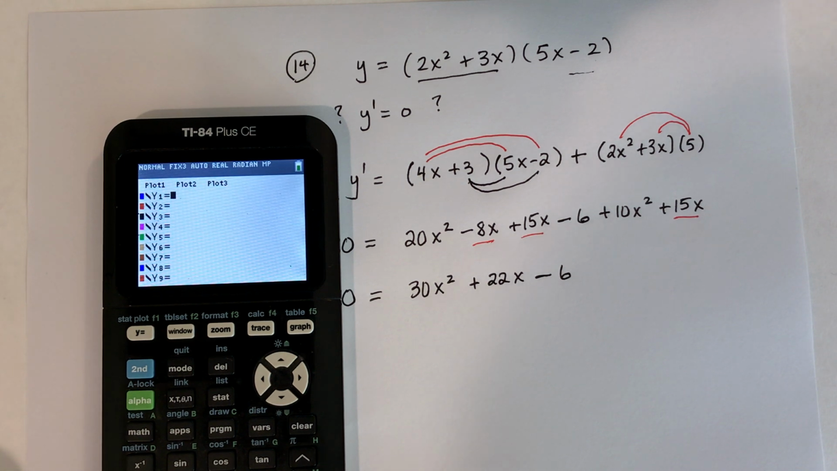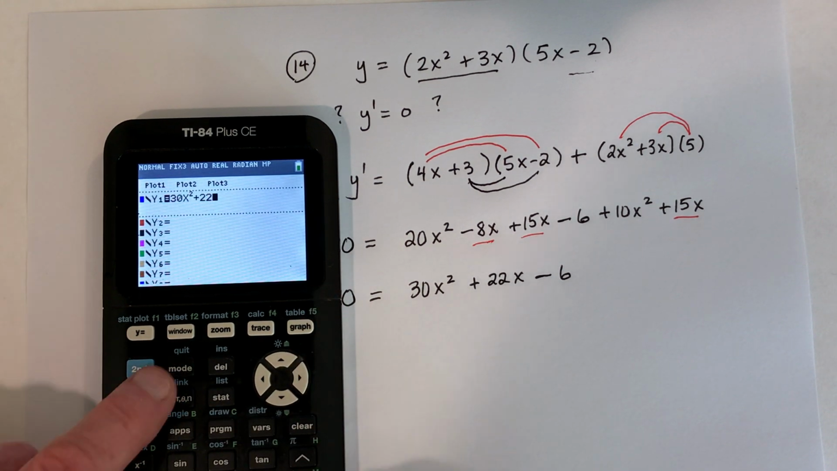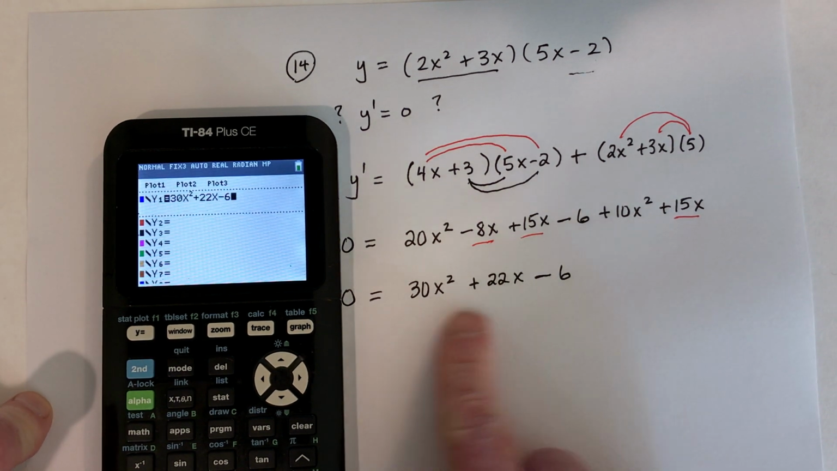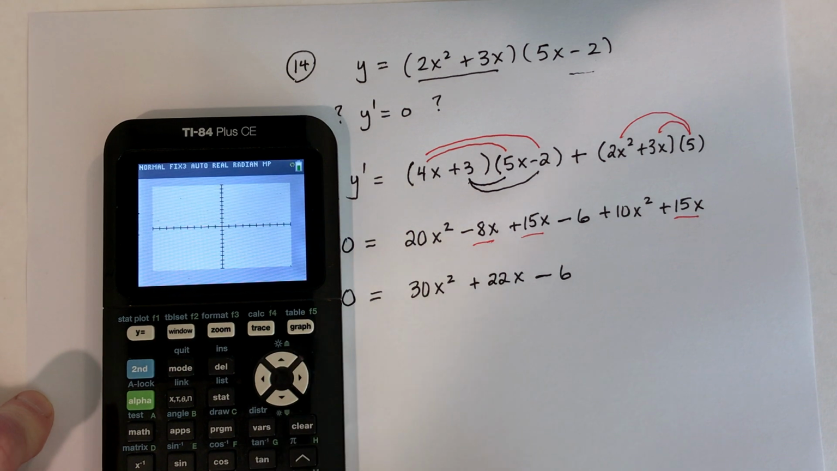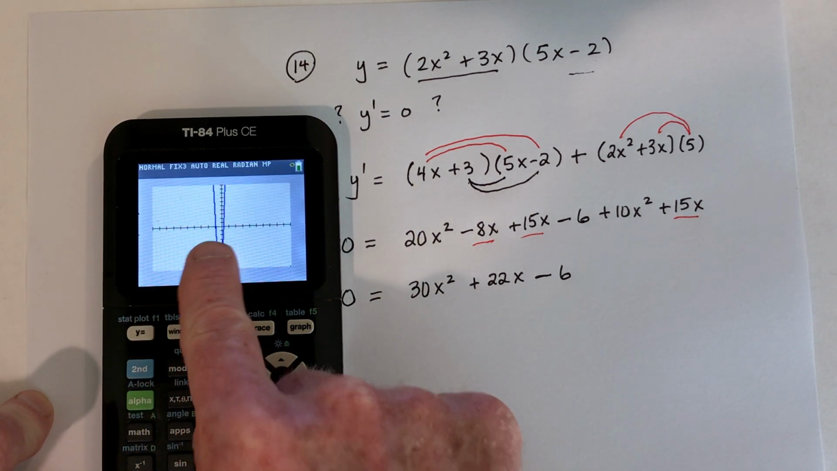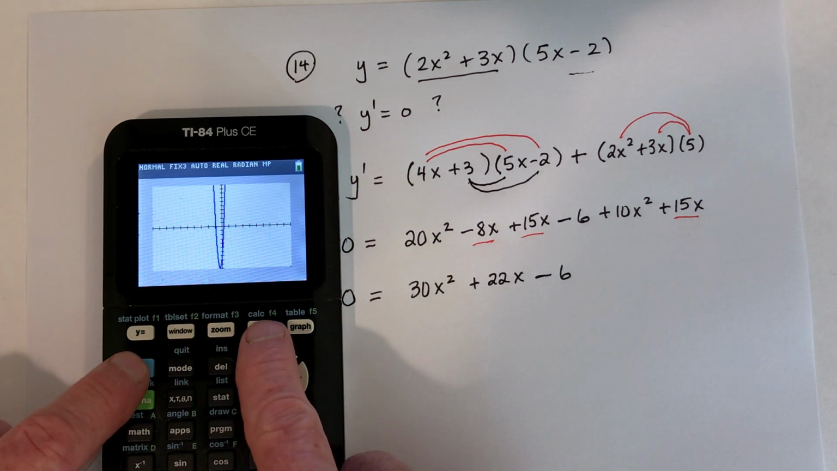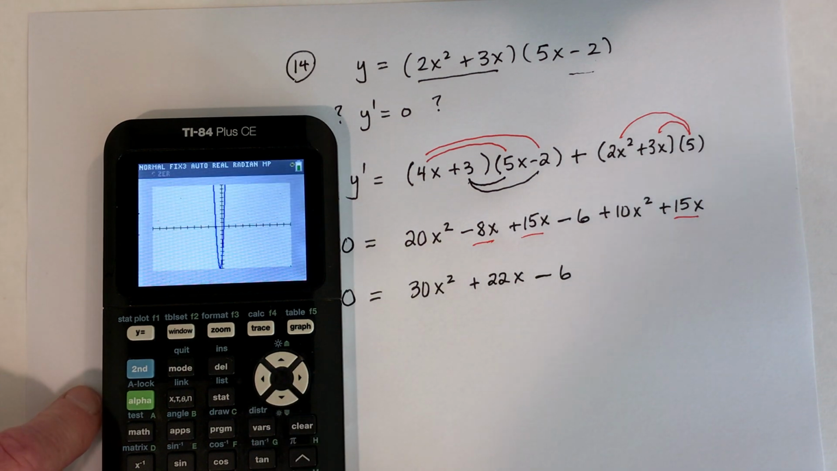Okay, with this one, I'm going to speed it up by using the calculator to find out where it equals 0. So you've got 30x squared plus 22x minus 6. So just find out where this equals 0. So when you go to the graph, let's see, where does it cross the x-axis? Oh, there and there. So I could tell the calculator, calculate, where does it equal 0?